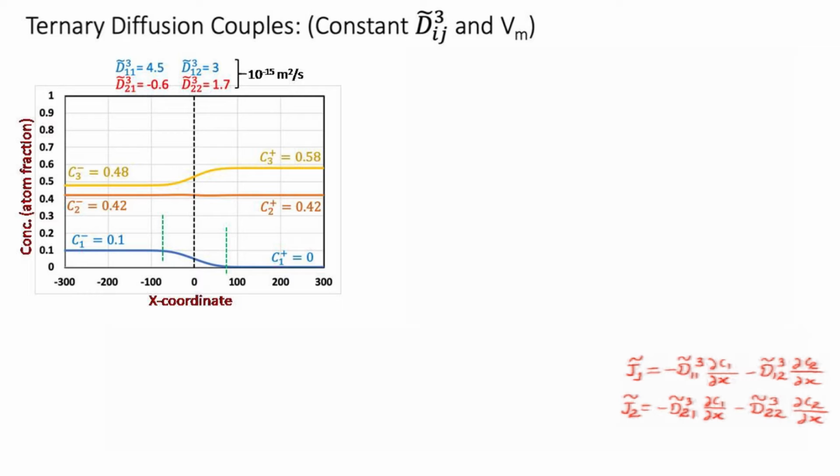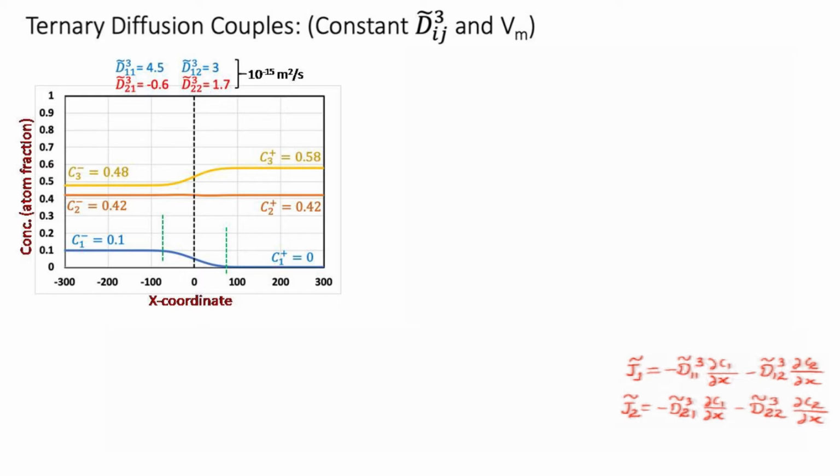So, I have to define 4 interdiffusion coefficients for a ternary system: d 1 1 tilde 3, d 1 2 tilde 3, d 2 1 tilde 3, d 2 2 tilde 3. The superscript 3 here denotes that component 3 is being treated as the dependent component. Components 1 and 2 are the independent components. So, the flux of each component 1 and 2 is expressed in terms of the concentration gradients dou C 1 by dou x and dou C 2 by dou x.